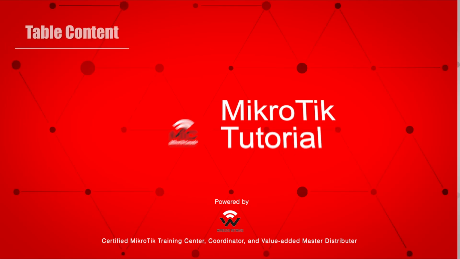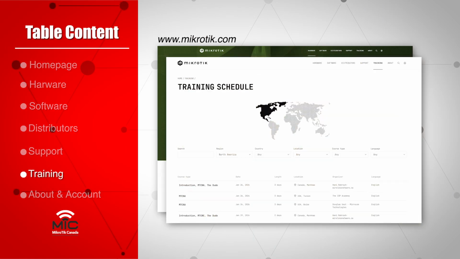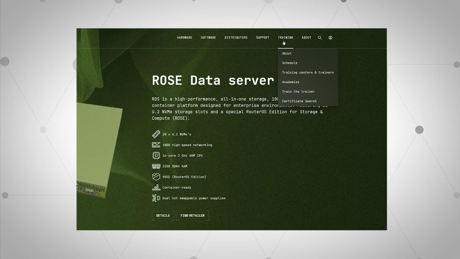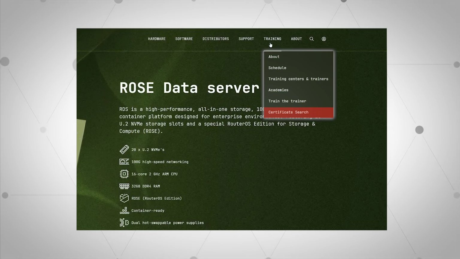In today's video, we're focusing on the training section of the MikroTik website. We'll go step by step through the main training area and its categories, so you can quickly find courses, certifications, and learning resources, and understand what each section offers. The training menu includes 6 subcategories: About, Schedule, Training Center and Trainers, Academies, Train the Trainer, and Certificate Search.